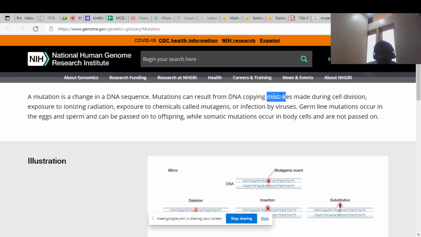So why do these mistakes happen? DNA copying mistakes are made during cell division, or due to exposure to ionizing radiation, exposure to chemicals called mutagens, or infection by a virus. Germline mutations can occur in the egg and sperm and can be passed on to offspring. So sometimes the parent chromosome itself may be mutated, and it can be passed on to the offspring. That's what it says.